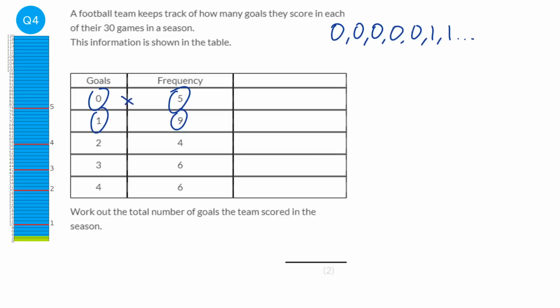So we've got 5 lots of 0 goals, which will just be 0. 9 lots of 1 goal, so that's just 9. 4 lots of 2 goals, so that's 8. 6 lots of 3 goals, that's 18, and then 6 lots of 4 goals, that's 24. So all we need to do now is add up the 0, 9, 8, 18 and 24, which brings us to 59. So there were 59 goals scored.